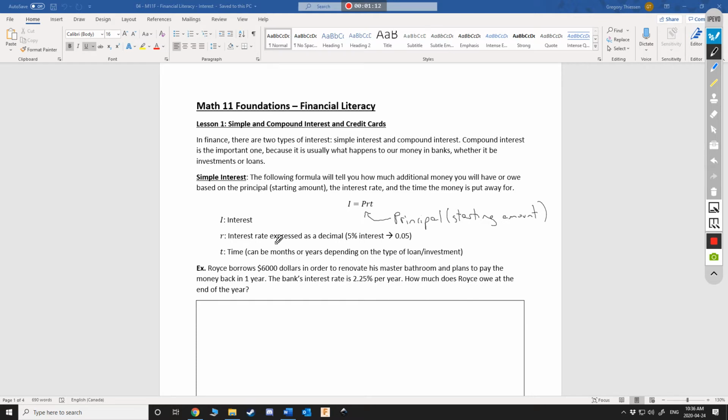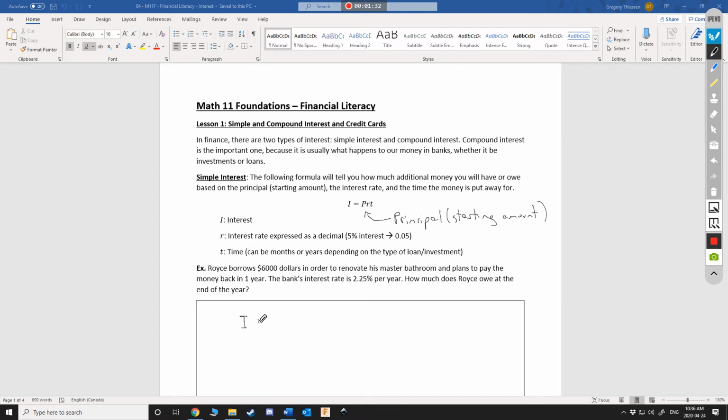So here's our first question. Royce borrows $6,000 in order to renovate his master bathroom, and he plans to pay the money back in 1 year. If the bank decides to charge him 2.25% interest per year, how much does Royce owe at the end of the year?